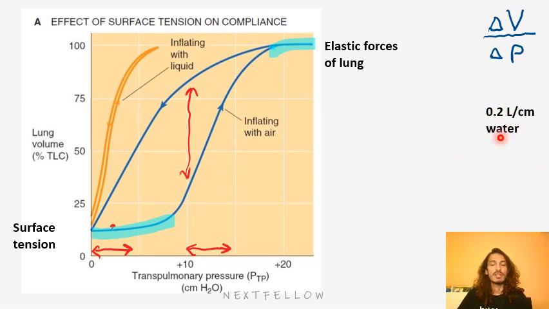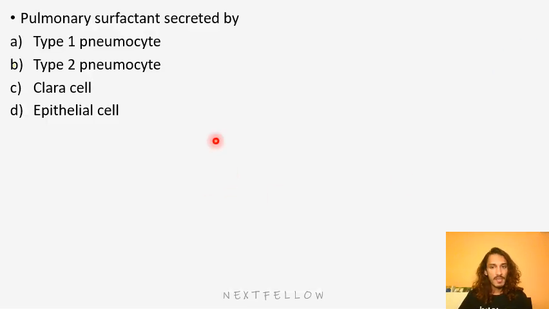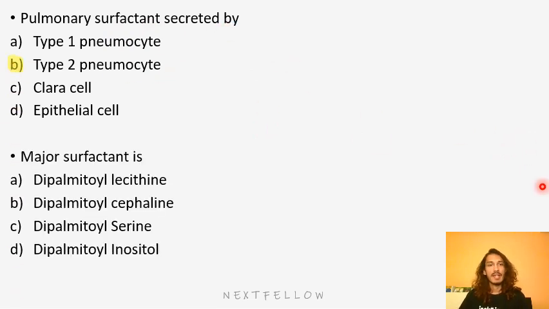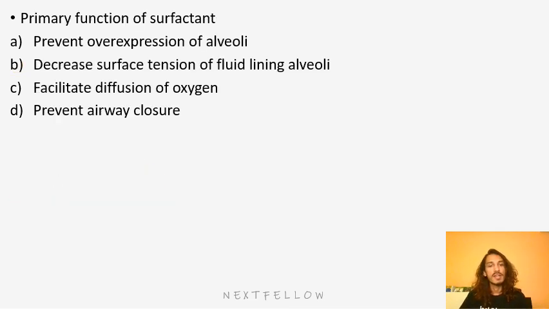Please remember the unit, liter per centimeter of water. So this is the normal value of the compliance of your lung. Now let's come to the questions and the answers. The pulmonary surfactant is secreted, as we know, from type 2 pneumocytes. The major surfactant is dipalmitoyl phosphatidyl choline, or you can say lecithin. So this is the answer over here.